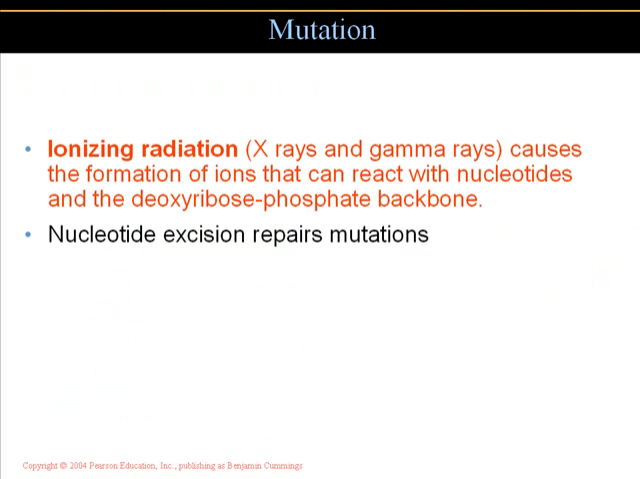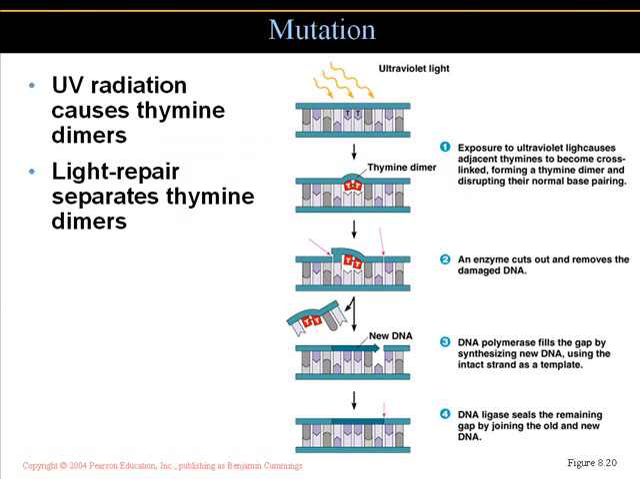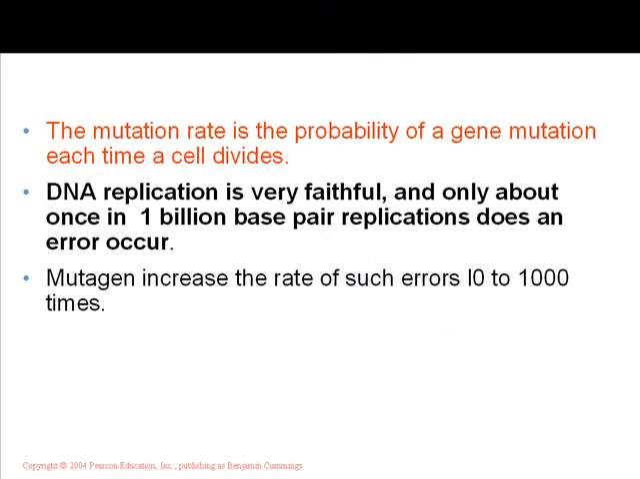Ionizing radiation, these are X-rays and gamma rays, causes formation of ions that can react with nucleotides. Nucleotide excision repair repairs these mutations that have occurred. Now this has a point of limitation as well. With extensive mutations in base pairing, not even nucleotide excision can repair these multiple mutations. UV radiation can cause a thymine dimer: exposure to ultraviolet light causes adjacent thymines to become cross-linked, becoming thymine dimers, and thus interrupts the normal base pairing.